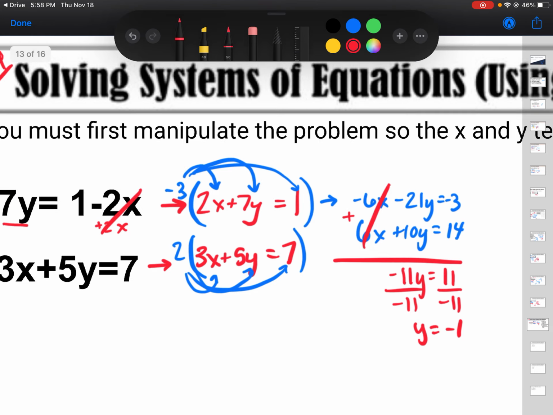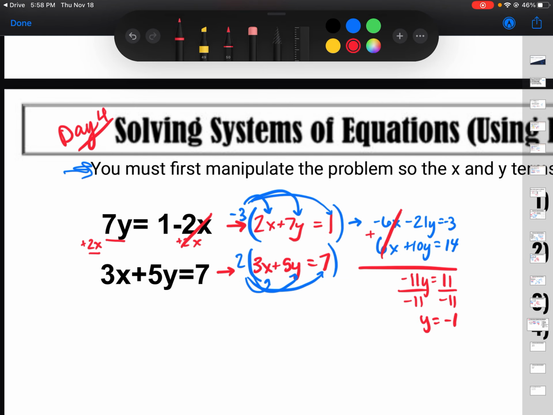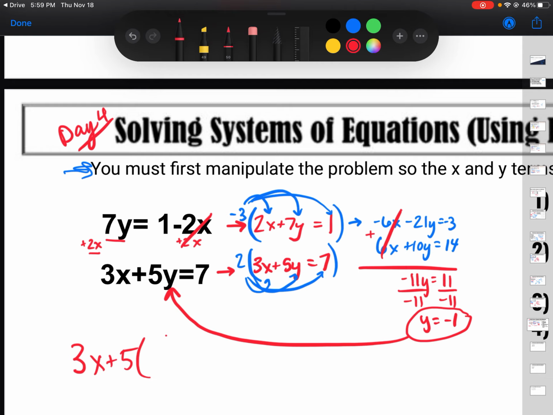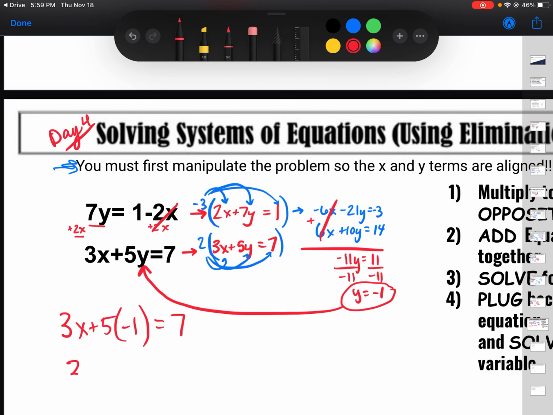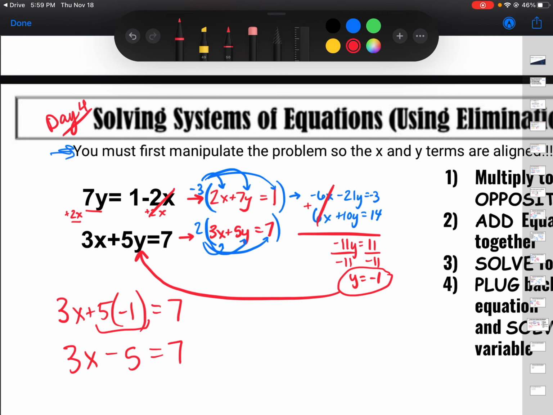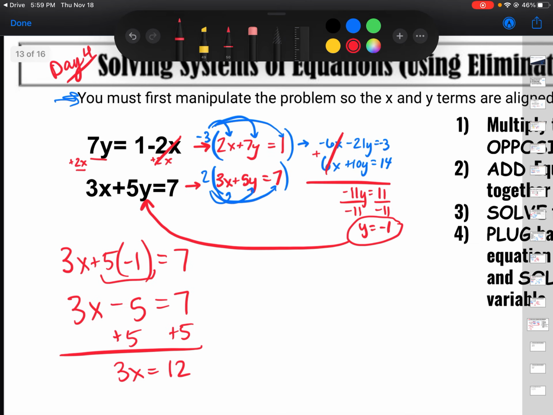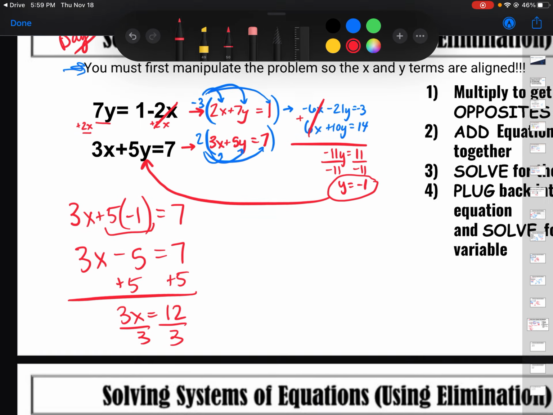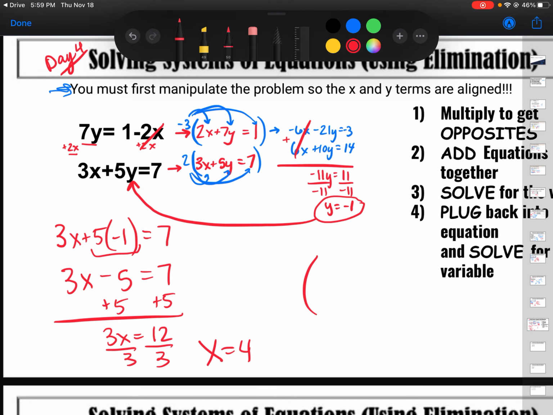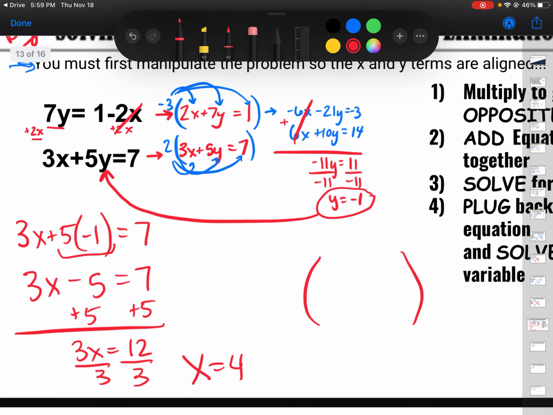Let's take that negative 1 and plug it into this equation. So 3x plus 5y. Well, we know y is negative 1. Equals 7. 3x, 5 times negative 1 is negative 5, equals 7. Plus 5 on both sides. 3x equals 12. Divide by 3. So x equals 4. Final answer should be in ordered pair since we're getting numbers here.